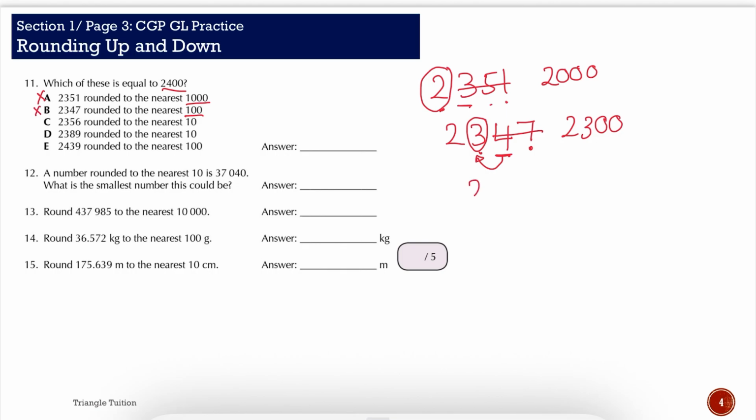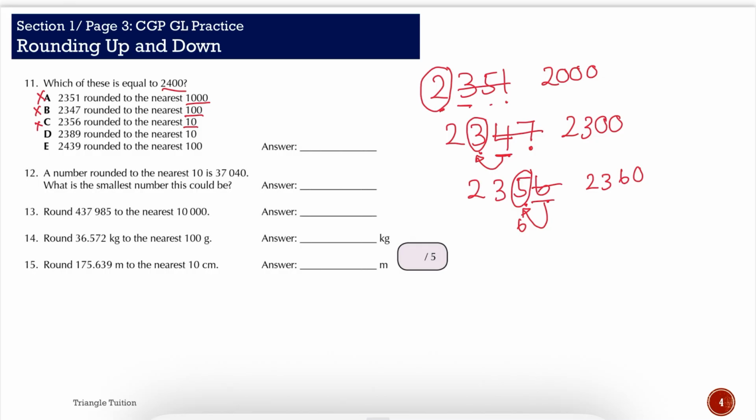The third one is 2356, rounded to the nearest 10. Ones, tens. Now let's check the next door. It's 6. Because it's more than 5, this one is going to jump to the next number, which is 6. Then we are chopping the remaining. The answer is 2360. So that's not the correct answer.